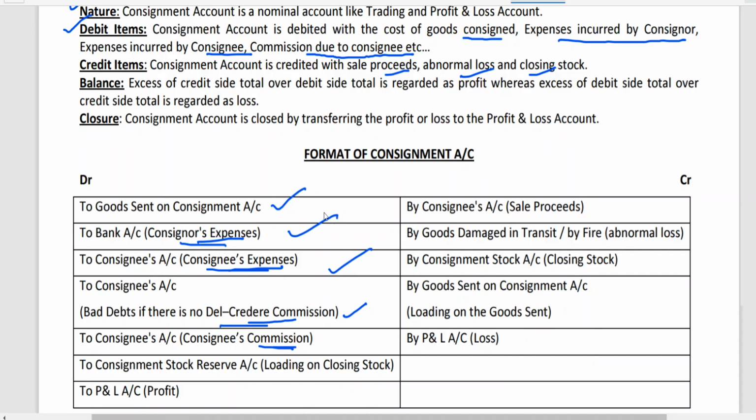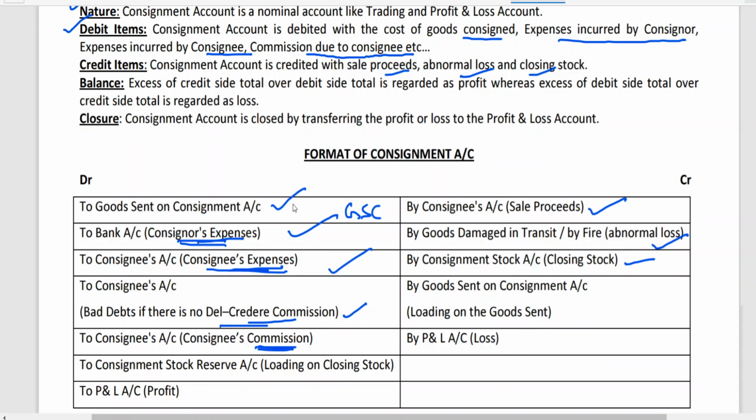Simple words. Once again, repeat. Goods sent on consignment, consignor expenses, consignee expenses, consignee commission. This is about del credere commission, etc. We will discuss that later on. Credit side: sales, abnormal loss, like we have learned in final account, goods lost by fire, closing stock. These things later on we discuss. Point number 1, goods sent on consignment. Point number 2, consignor expenses. Point number 3, consignee expenses. Point number 4, commission. For the time being, remaining things we discuss later on.